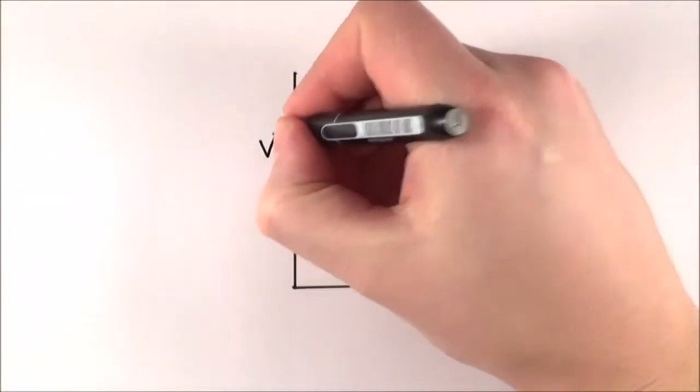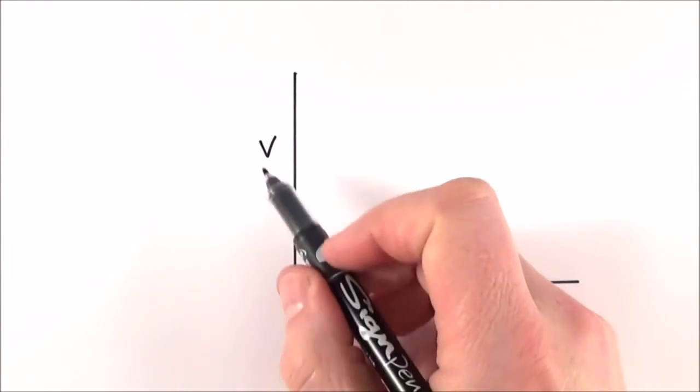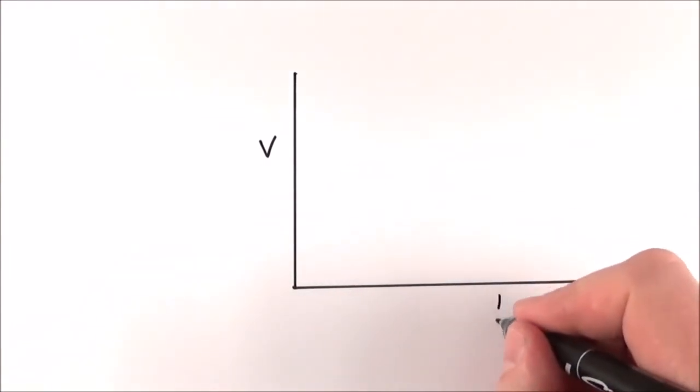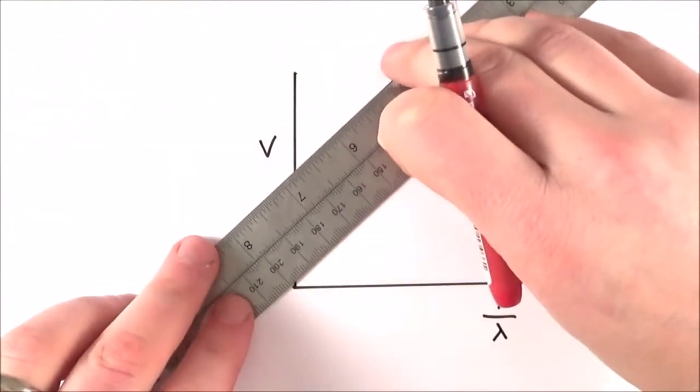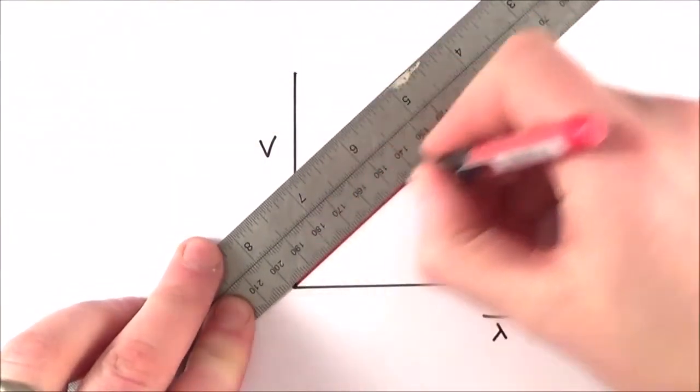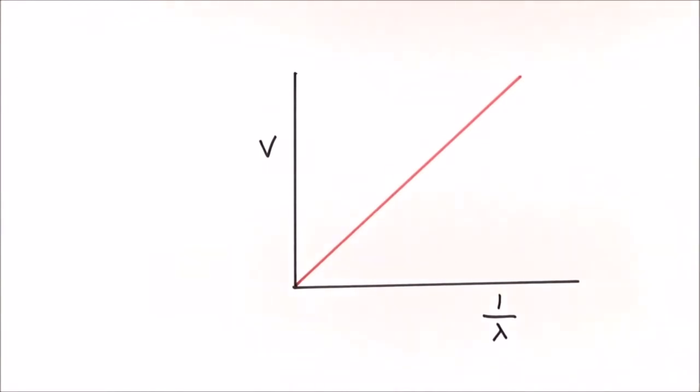Once we have enough results, we can plot our graph with the threshold voltage on the y-axis and a value of 1 over the wavelength on the x-axis, which seems a bit weird, but it'll all become clear very soon. We can then start to plot our data, and provided everything goes to plan, what you get is a graph that looks a bit like that.